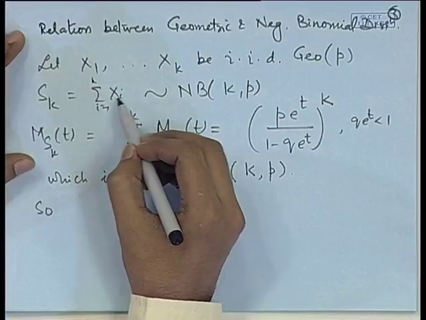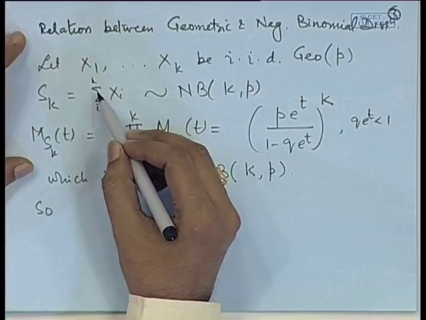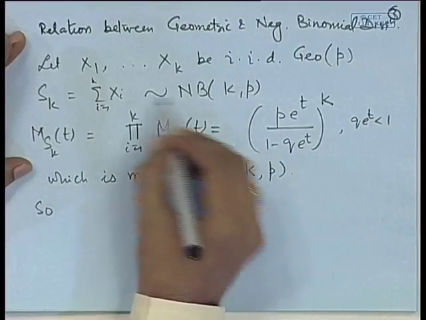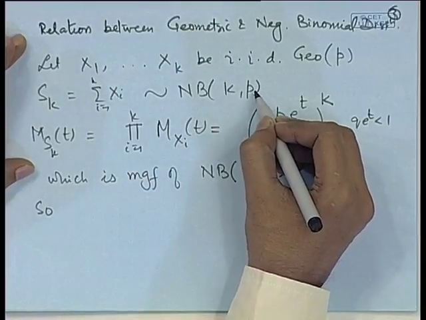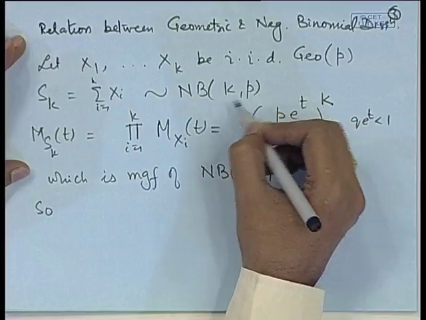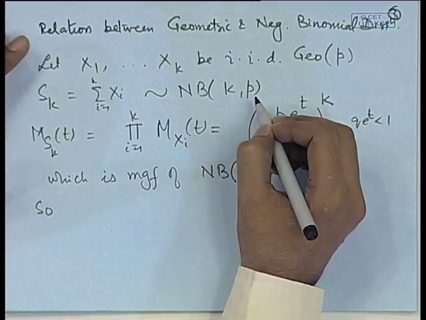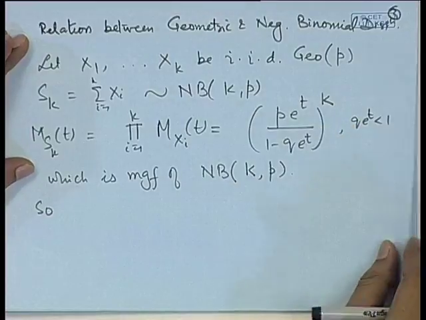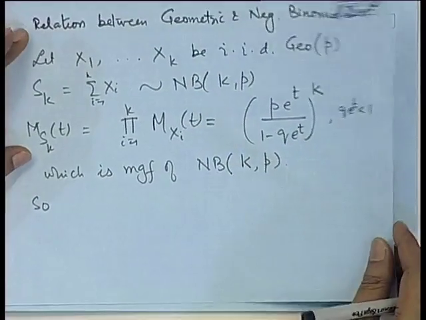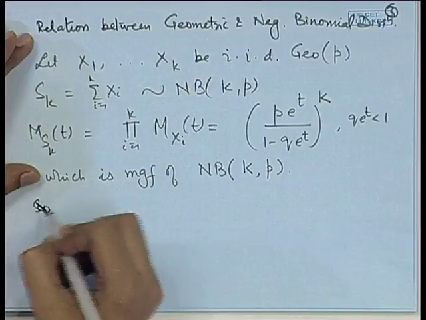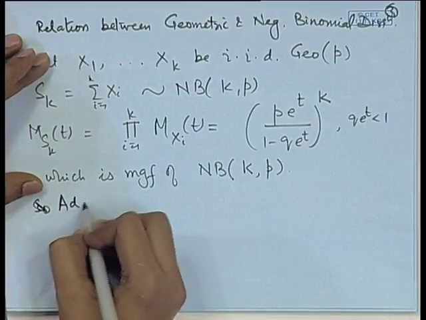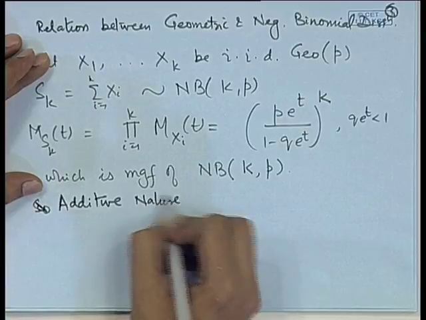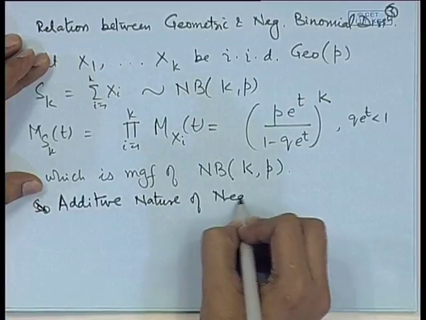Therefore, X1 plus X2 plus Xk denotes the number of trials needed for the first time k successes in a sequence of independent and identically conducted Bernoullian trials, and we know that it has a negative binomial distribution with parameters k and p. In a similar way, we can prove the additive nature of the negative binomial distribution also.